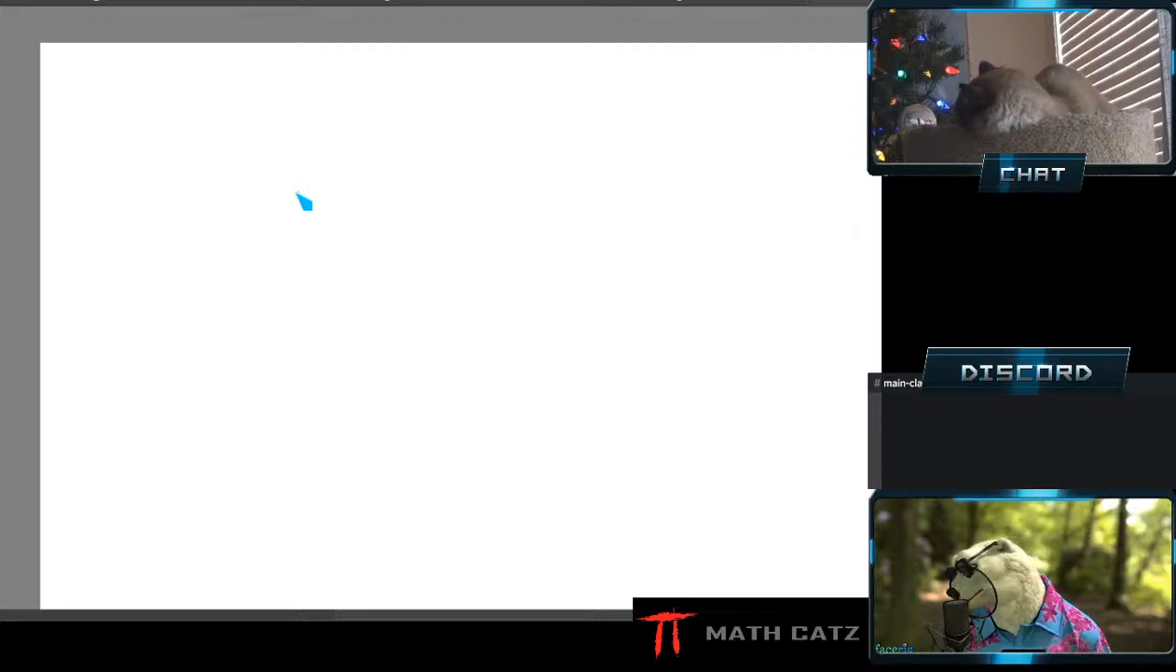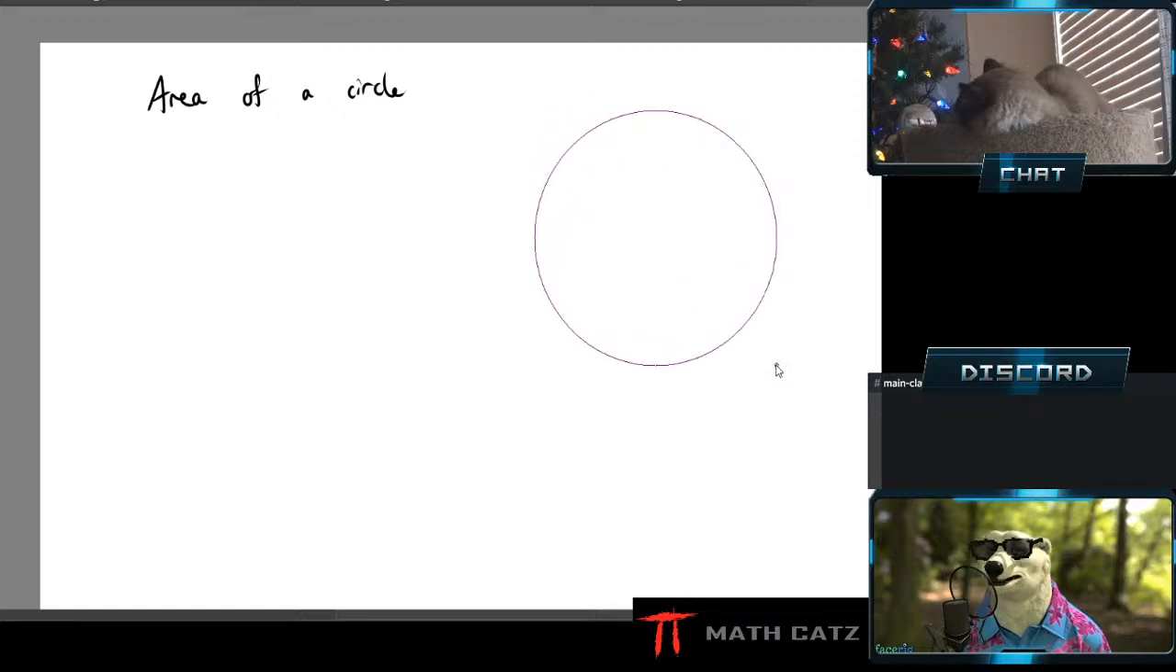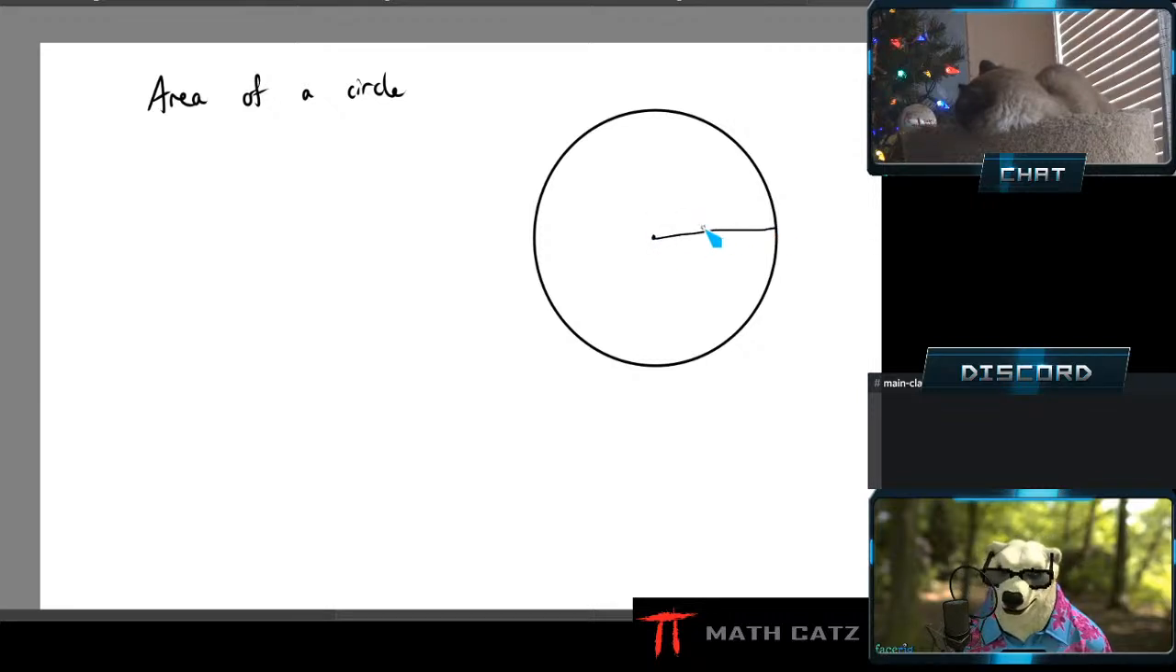Now, many of you, if not all of you, know the formula already for the area of a circle. Let's draw a circle here. Of course, I need the radius of the circle. There's the center, and I have the radius r. Area of a circle with radius r. We all should know the formula, but the question is, where does that formula come from?